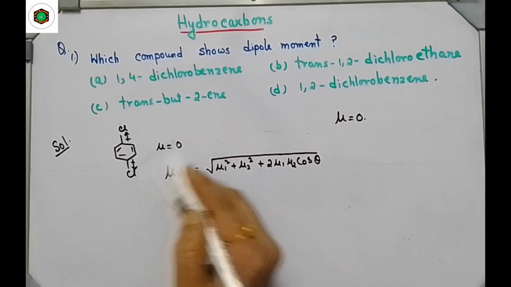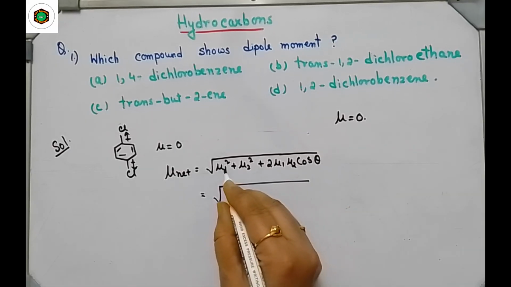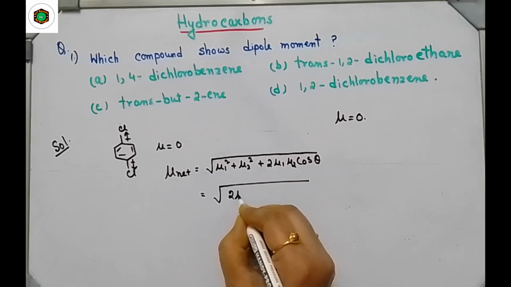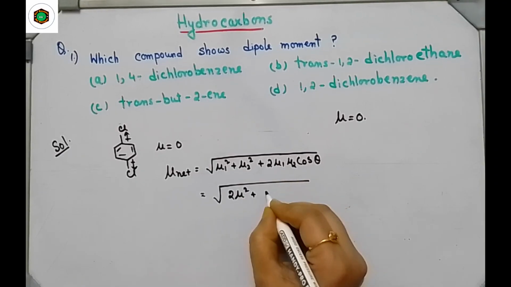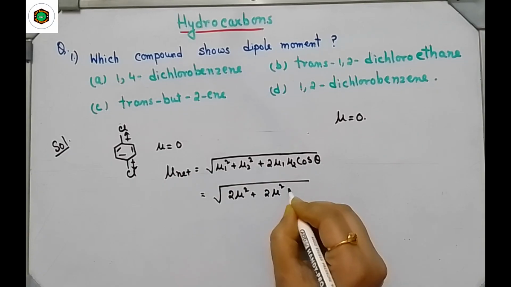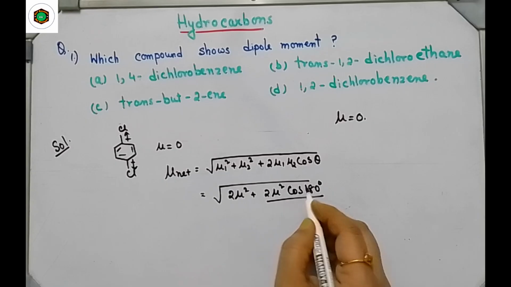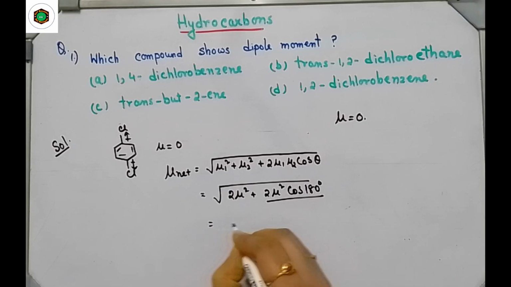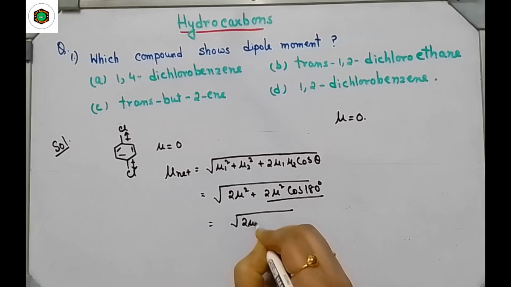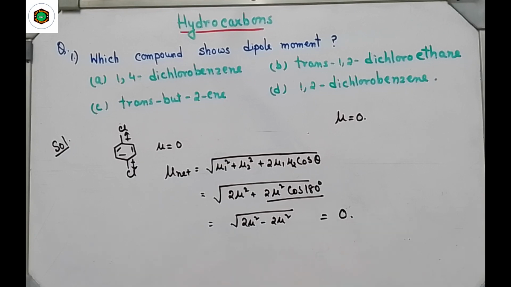Since these two have the same dipole moment, here we can write mu square plus mu square, that means 2 mu square, plus 2 mu into mu, that means 2 mu square cos 180 degree. Cos 180 degree is equal to minus 1. Therefore, this part is coming root under 2 mu square minus 2 mu square. Therefore, it is 0. This is a non-polar molecule.